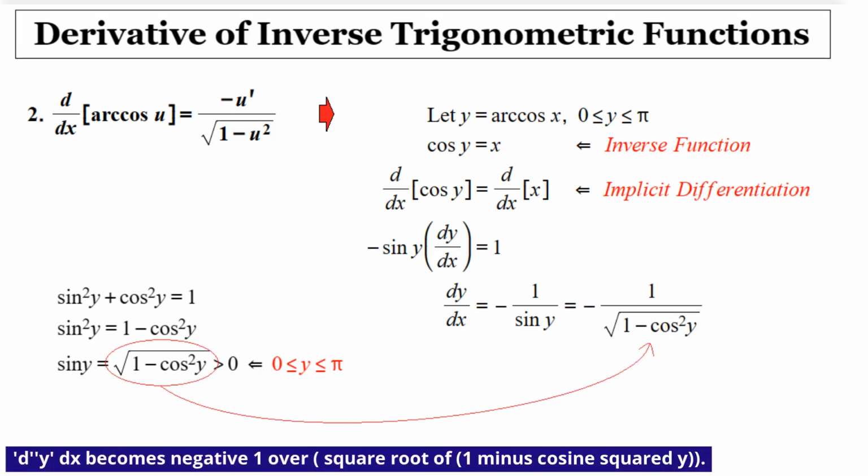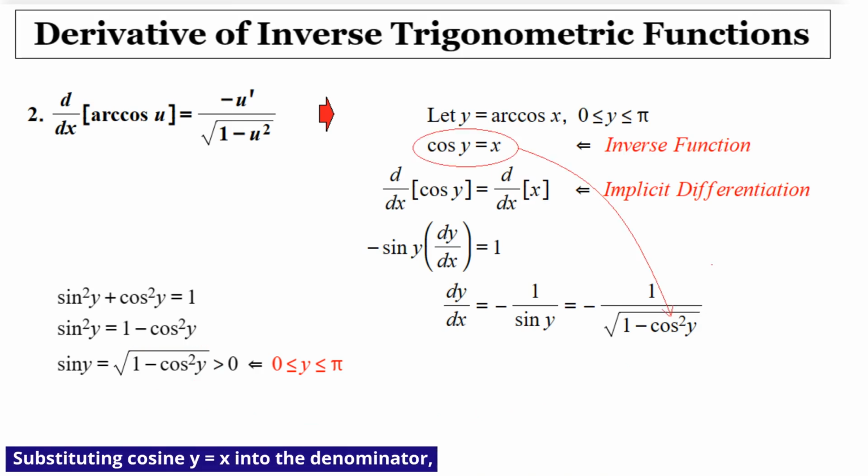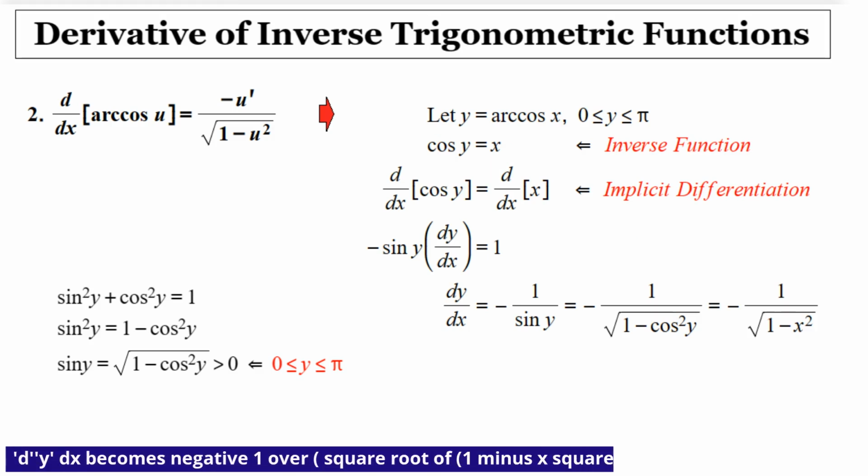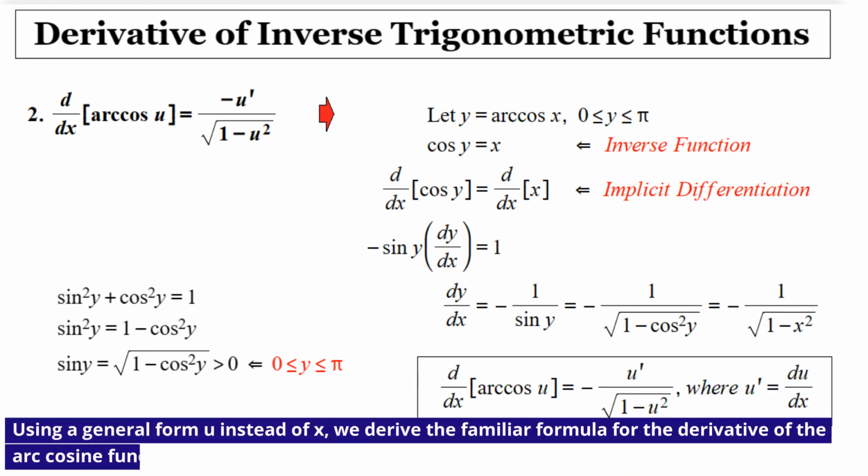dy/dx becomes negative 1 over the square root of 1 minus cosine squared y. Substituting cosine y equals x into the denominator, dy/dx becomes negative 1 over the square root of 1 minus x squared. Using a general form u instead of x, we derive the familiar formula for the derivative of the arccosine function.